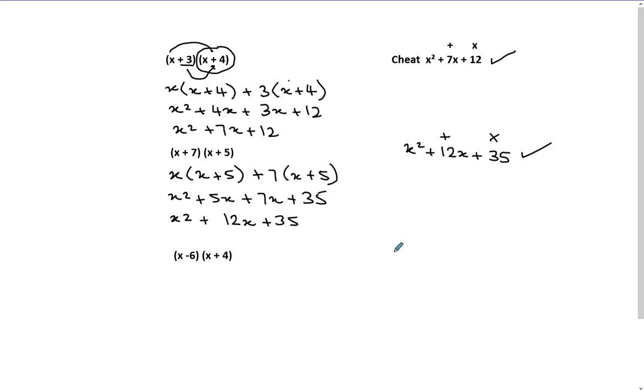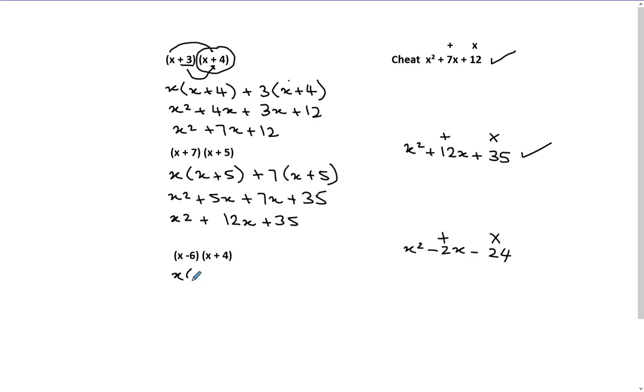Let's cheat here. So you know it's going to be an x squared. You add your numbers. Minus 6 plus 4 is minus 2, and that's what's attached to the x. And you multiply your numbers. Minus times positive is minus. 6 times 4 is 24.